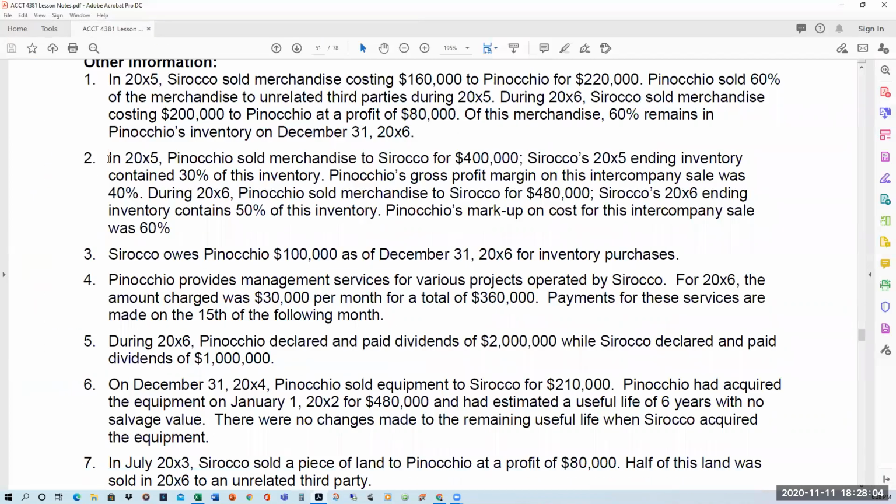Now, if you read point number 2, in 2005, Pinocchio sold merchandise to Sirocco for $400,000. Sirocco's 2005 ending inventory contained 30% of this inventory. And Pinocchio's gross profit margin on this intercompany sale was 40%. Margin is calculated on the selling price. So the unrealized profit in the year 2005, which became the beginning inventory profit for the year 2006, is 40% of 30% of 400,000.